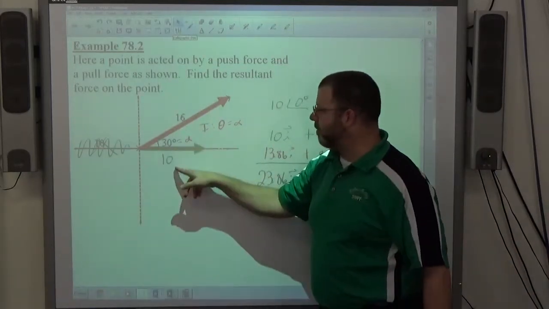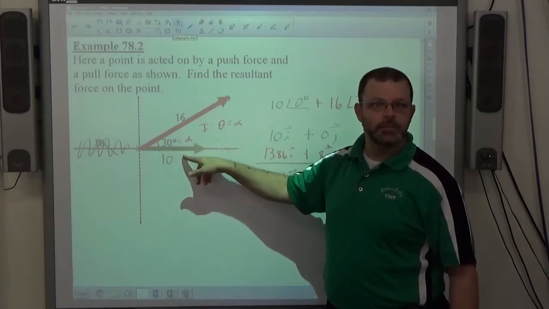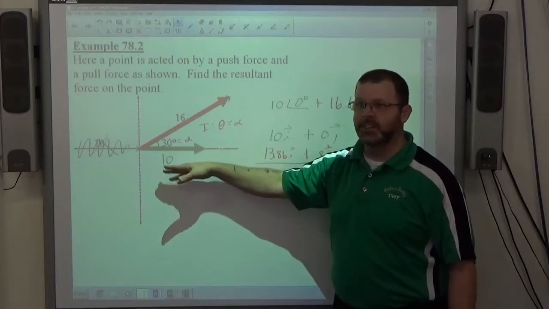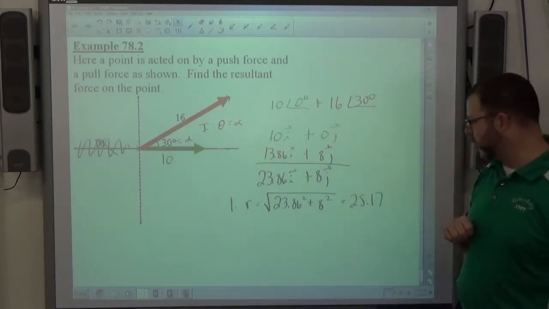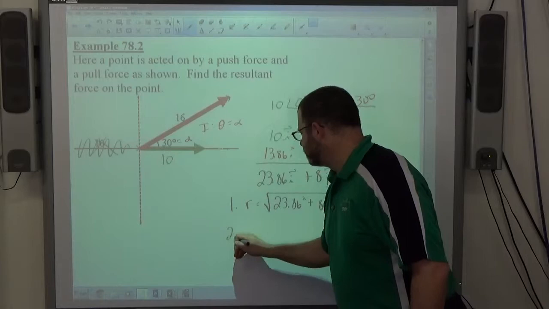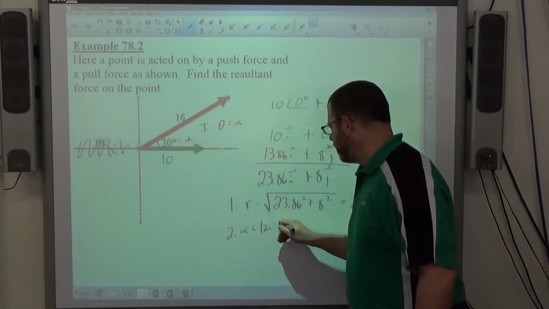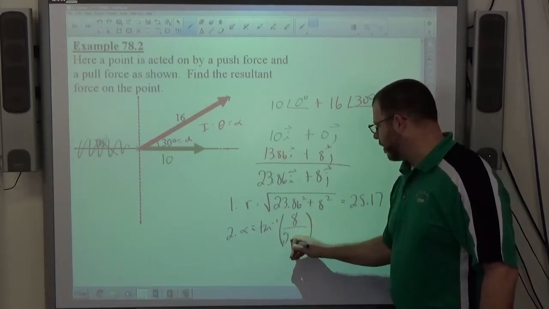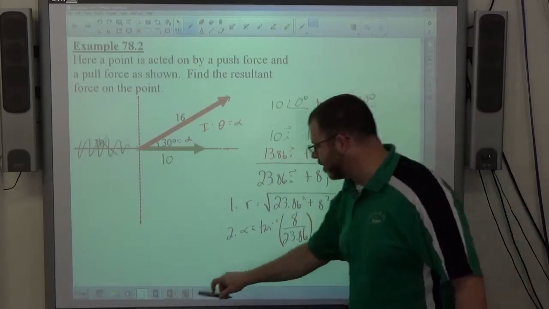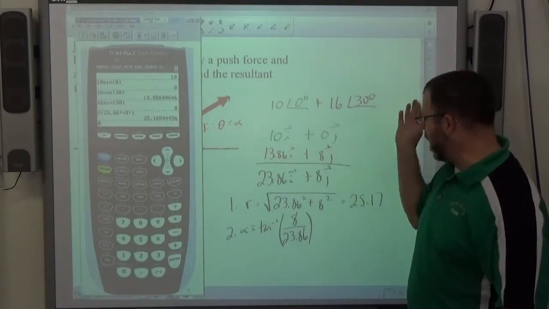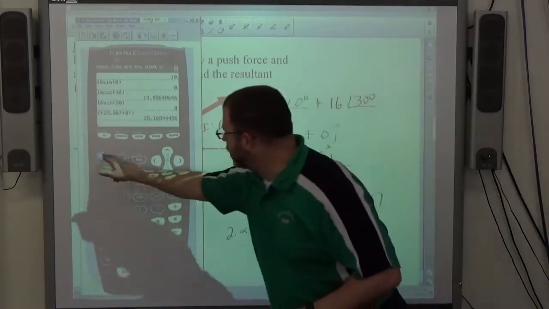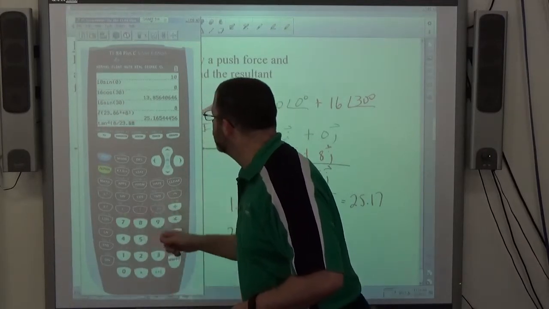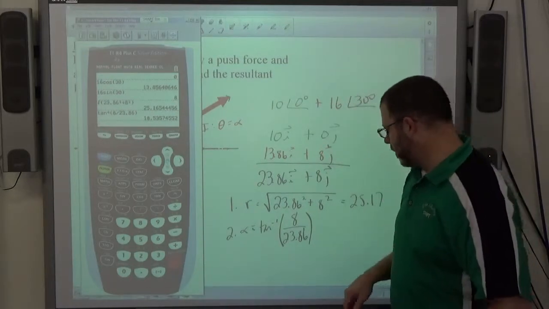Notice 25.17 is more than either one of those alone, right? 16, 10. In fact, if I just added them up, 26, so almost all the force is going in the direction we're supposed to be going. Number 2, alpha is going to be inverse tangent of what over what? 8 over 23.86. Always the second over the first number, absolute value, which again, it's all positive anyway, but always positive. Inverse tangent of 8 divided by 23.86 comes out to 18.54 degrees.